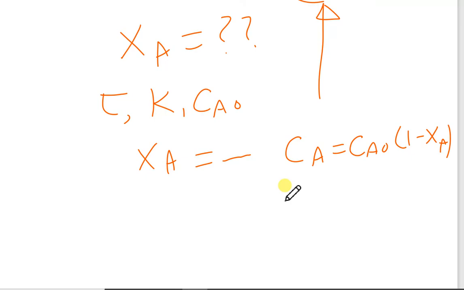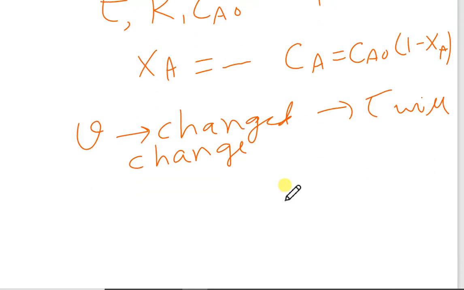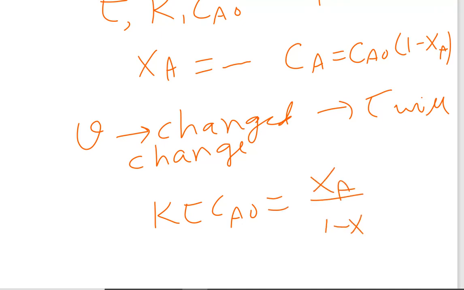Now, if the feed flow rate is changed, what will happen? Tau will change, isn't it? If you change tau, it means that the k tau C naught value will change. So again, using the new value of k tau C naught, xa divided by 1 minus xa squared, you can find the new xa and then the new ca.